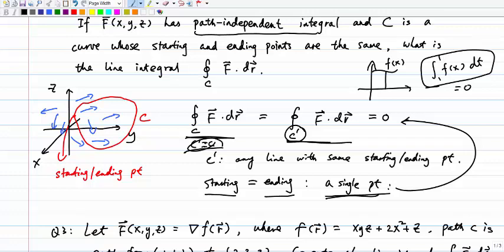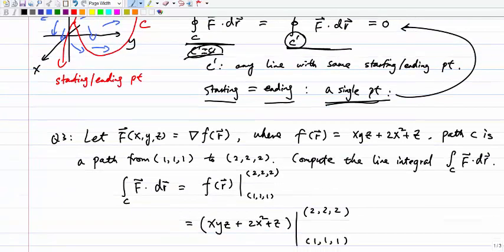So question number 3 says, let F(x, y, z) be the gradient of a scalar field f(r), where f(r) is given by xyz + 2x squared + z. If I have this one, what does this mean? This means path independence. So path independent line integral.